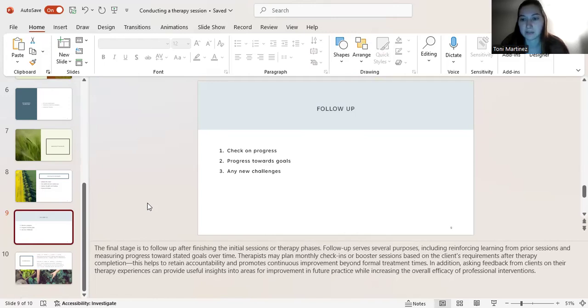In addition to that, feedback from clients on therapy experience can provide useful insight into areas for improvement in future practice when increasing the overall efficiency of professional interventions. So, we're looking to check on that progress with our client. Did they make any progress towards their goals? Were there any new challenges? What now needs to be addressed? We need to make sure that we are following up.